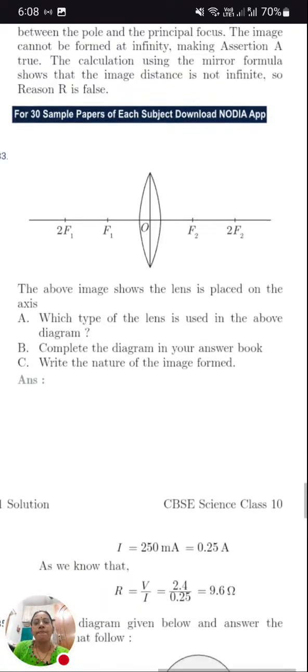The next question, 33. Here, a convex lens is given. Which type of lens is used in the above diagram? Most probably all of you are clear with the convex and concave lens. If it is thinner at the tip and thicker at the middle, it is a convex lens. If it is thicker at the tip and thinner in the middle, it's a concave lens.